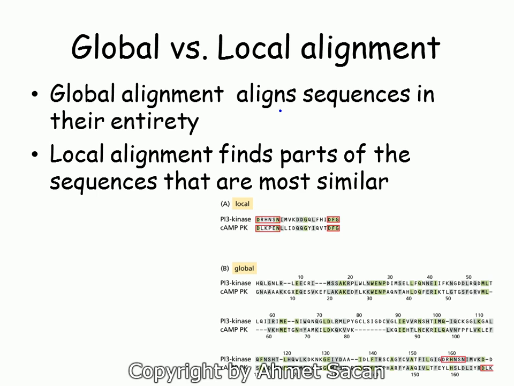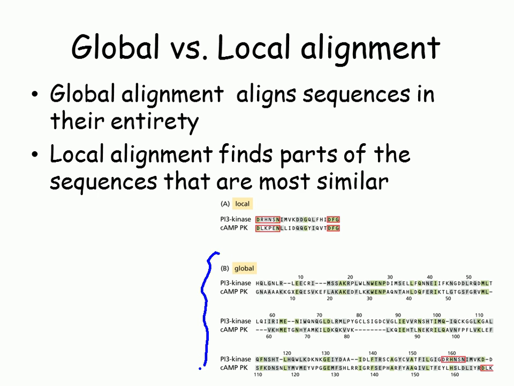When you are aligning two sequences, there are two ways to align them, and those are called global and local alignments. There's actually more that we will cover, but those are the two main terms. In global alignment, you take your sequences and align them in their entirety, from one end to the other. You want to find a corresponding residue for each position in one sequence and for each position in the other sequence. In this example, part B shows you a global alignment. These are the same two sequences, PI3 kinase and cyclic AMP kinase, and global alignment aligns the two sequences in their entirety.